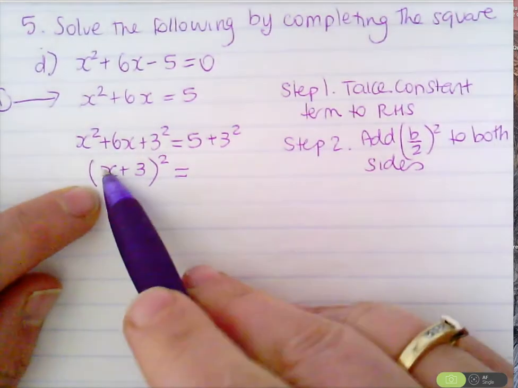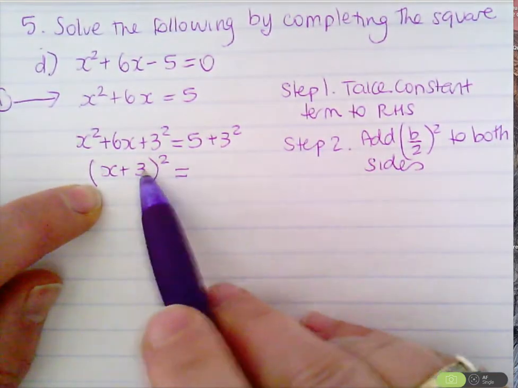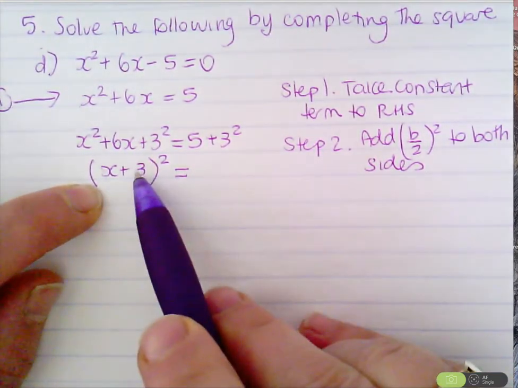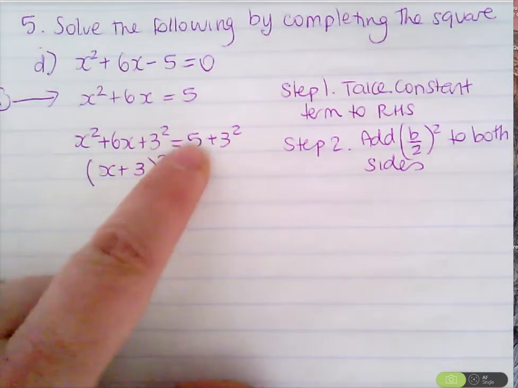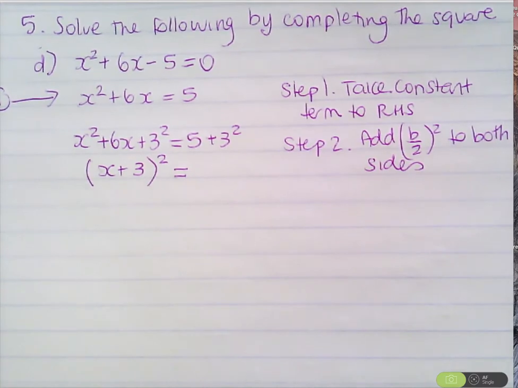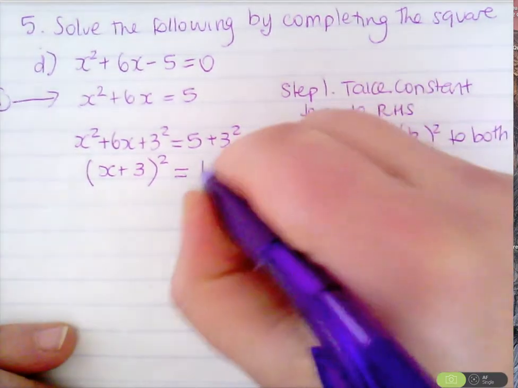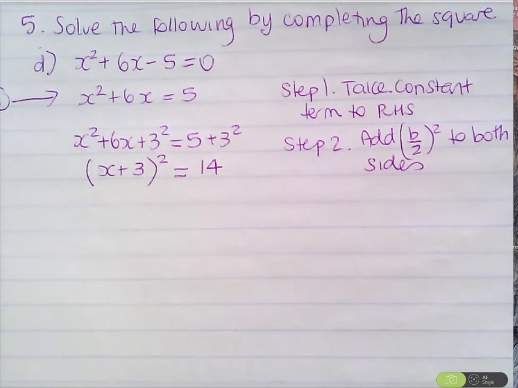Because let's have a look. Isn't that x squared plus 2 times 3 times x, which is plus 6x plus 3 squared? So we write it like that so we can go to this step. Now, what's on my right-hand side? 5 plus 9 is 14. Now, this is what we were doing in the last question.